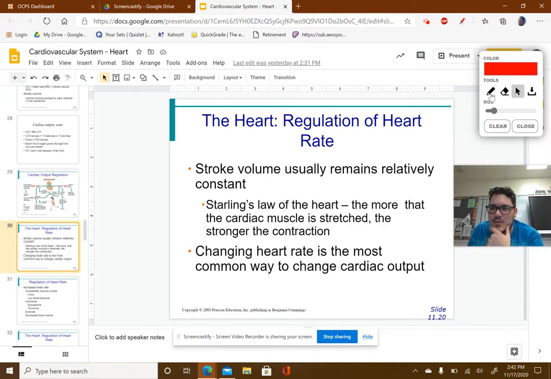Now, this is actually an interesting concept to quickly discuss. It's called Starling's Law of the Heart. The idea behind Starling's Law is that the more the cardiac muscle is stretched, the stronger the contraction. So remember, the heart is a muscle, right? And we're going to learn more about muscles and the muscular system in quarter 3. But the point here is that unlike other muscles where you strengthen it and it grows in size, this particular muscle strengthens by stretching. As you stretch the muscle, it actually becomes stronger and stronger, thus improving contractions.